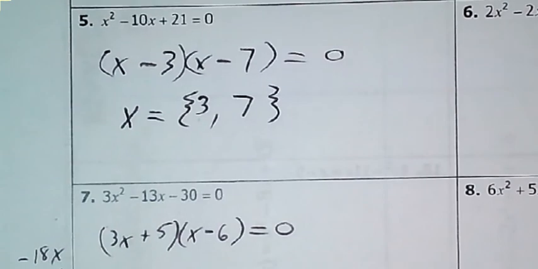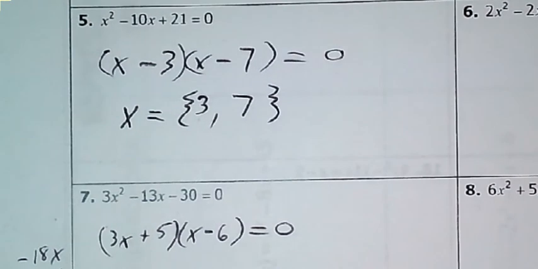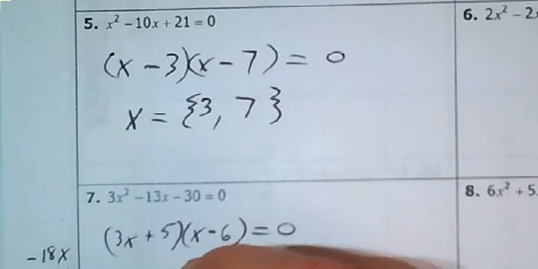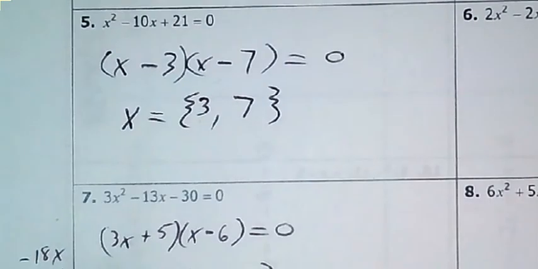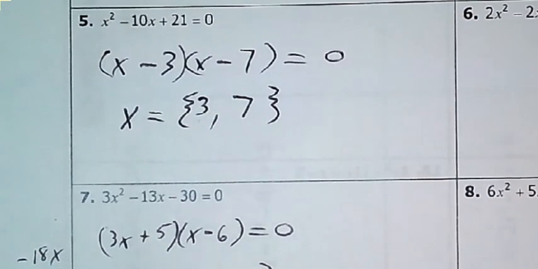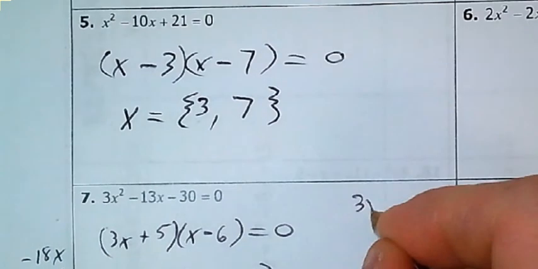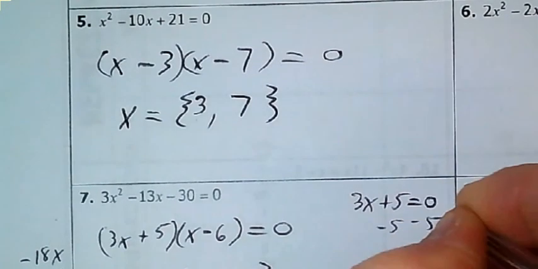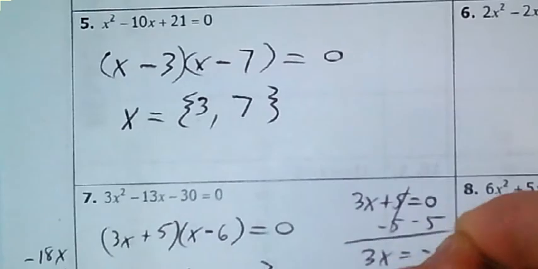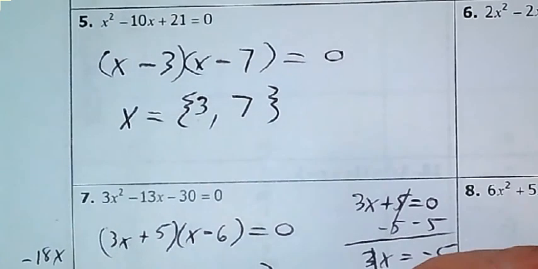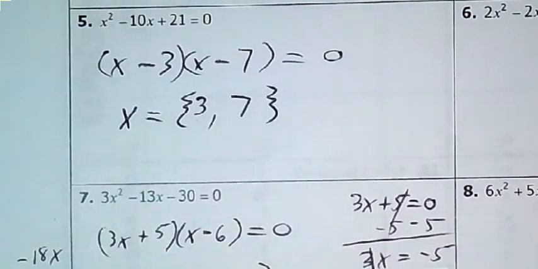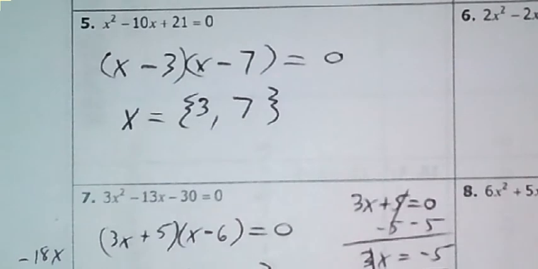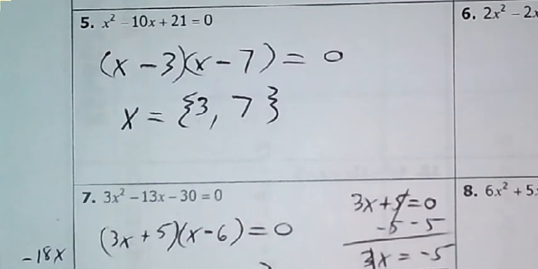Here's the issue that some students have. They say, wait a second. You just said you're going to take the opposite of what's in the parentheses, and that's your solution. But look, there's a 3 in front. So what if I did 3x plus 5 equals 0? Minus 5, 3x equals negative 5, divide by 3, x equals negative 5/3. Is there a way that we could have figured out that the answer was negative 5/3 without doing all this work?